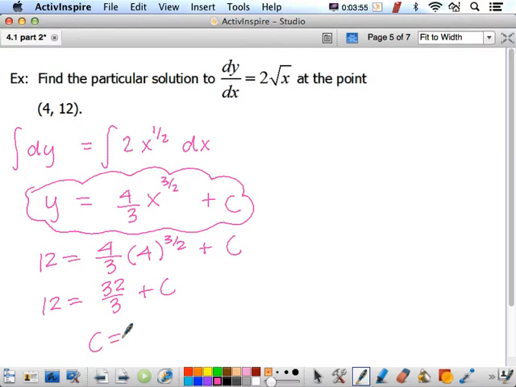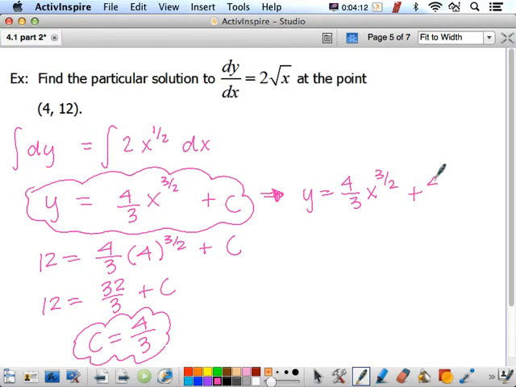And we will substitute that into our general solution, and then we will have our particular solution. So y equals 4/3 x to the 3/2 plus a constant of 4/3. And that is our particular solution. And we could check that by taking the derivative, right? Once we took the derivative, it should match back up to 2 square roots of x.